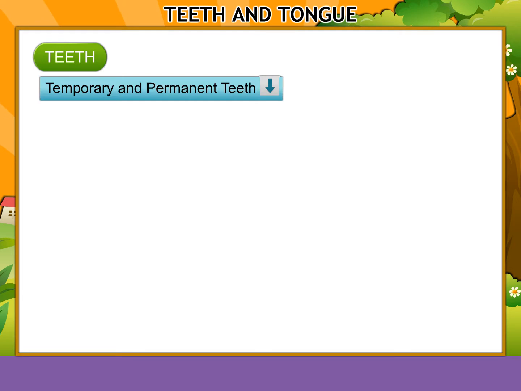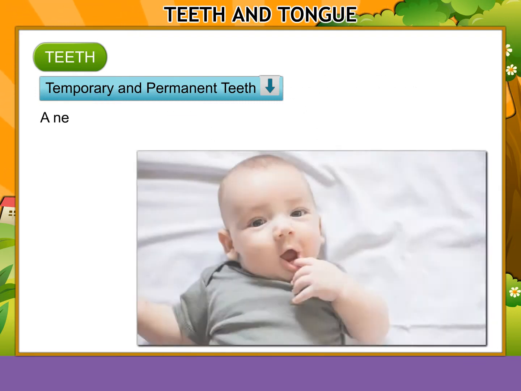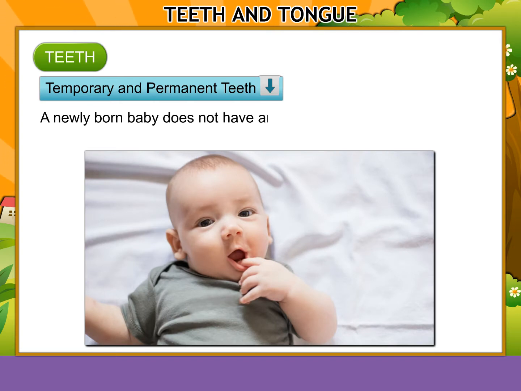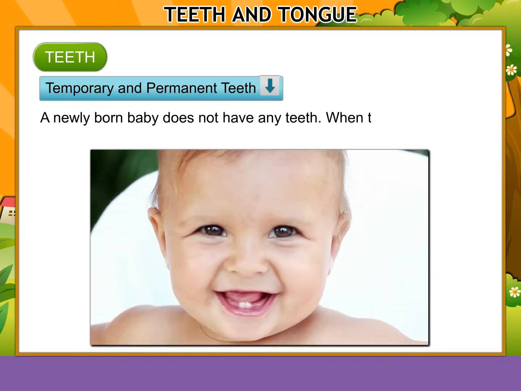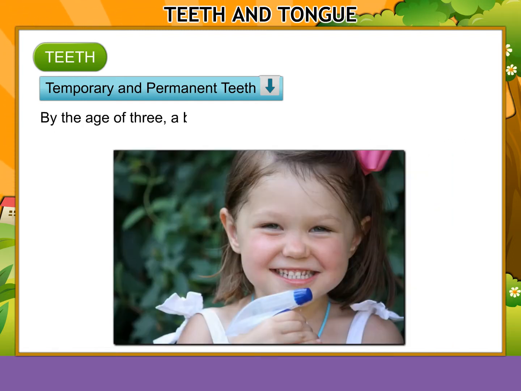Teeth. Temporary and permanent teeth. In human beings, 2 sets of teeth grow during their lifetime, milk teeth and permanent teeth. A newly born baby does not have any teeth. When the baby is 6 to 7 months old, first tooth comes out. By the age of 3, a baby has a set of 20 teeth.